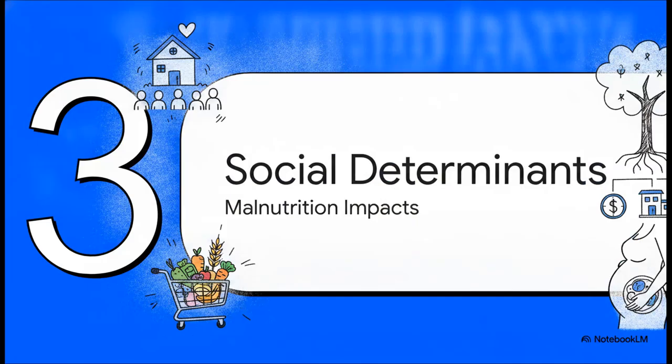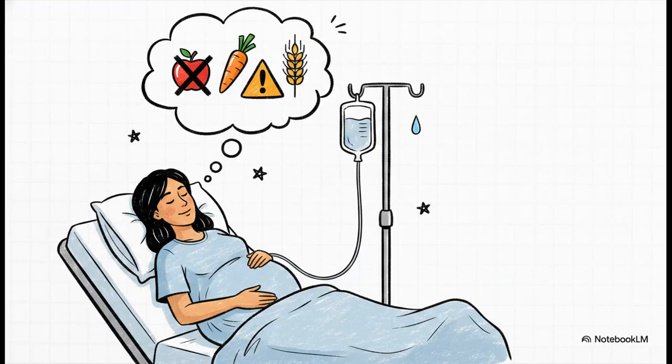All right, let's pivot a bit to Section 3, malnutrition and social determinants. We all know that proper nutrition is absolutely critical to the health of both the mother and the developing fetus. But what happens when things go wrong?